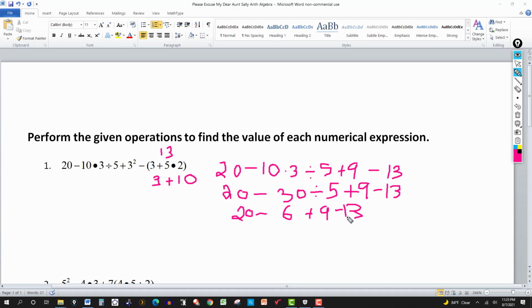Okay, now we start again, and this becomes your problem. 20 minus 6 plus 9, and then minus 13. This is all subtraction and addition. Subtraction and addition carry the same weight or importance in the problem, so you perform whichever one comes first from left to right. So 20 minus 6 is 14. And then the next one we have is 9 minus 13. That's minus 4. 14 minus 4 is 10.